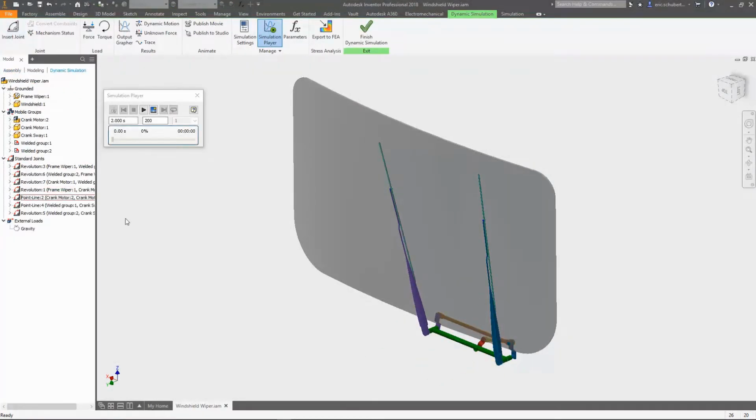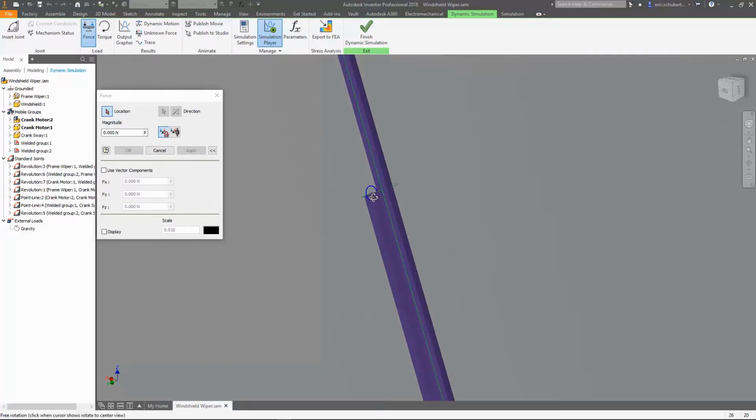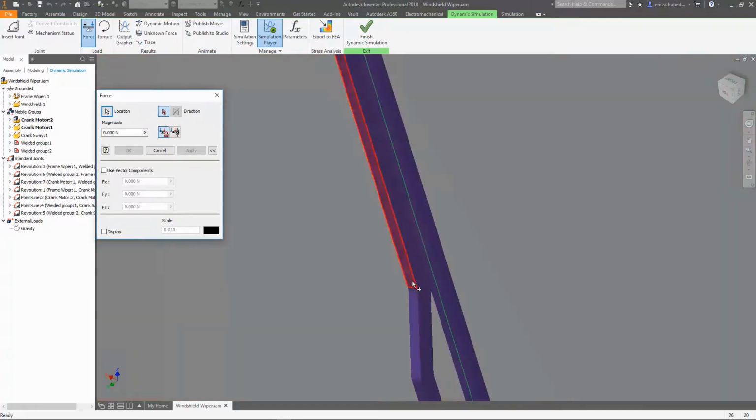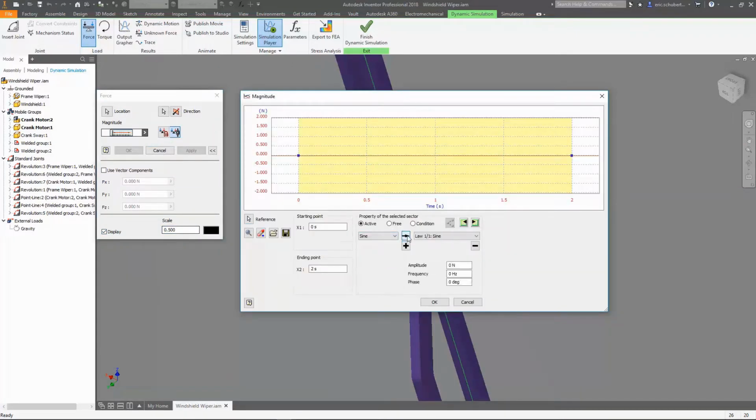The Inventor Dynamic Simulation Environment is designed to examine the movement that happens within assemblies. Parts that slide, parts that pivot, it's possible to analyze how these components change position as well as the forces that movement applies to connecting joints.